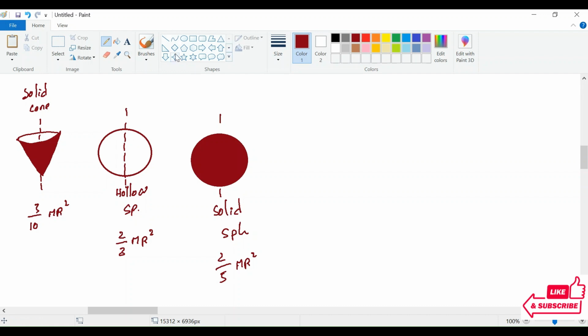Now most important is a rod. A rod of length L is given. What is the axis of rotation? What is the moment of inertia?